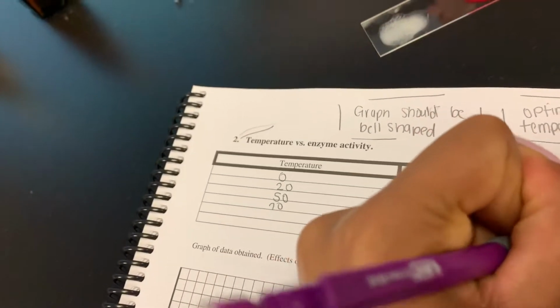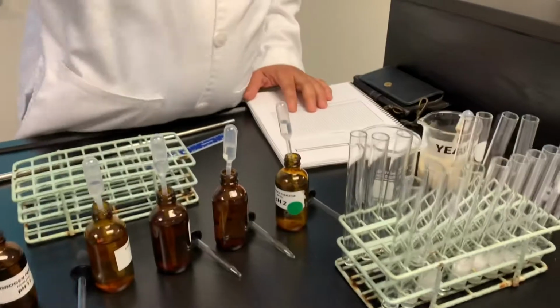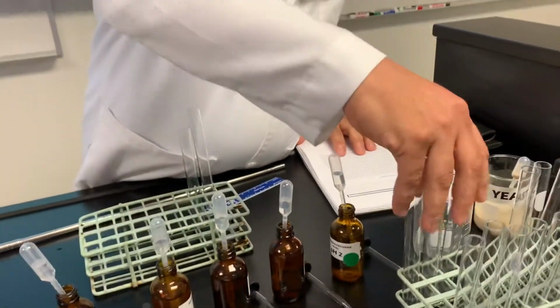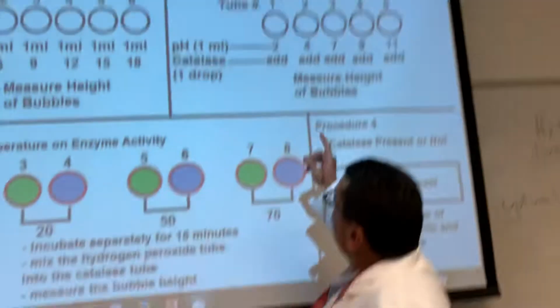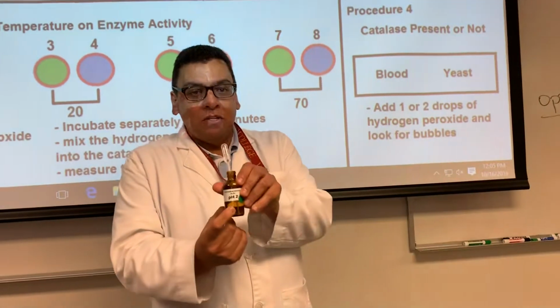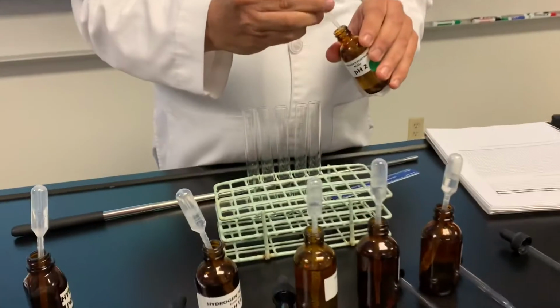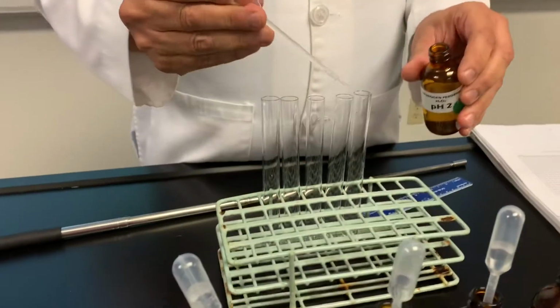Let's do the pH. The pH ones are over here. Write down the numbers: 2, 4, 7, 9, and 11. It's in the next table. And it asks me to do 1 ml of hydrogen peroxide in that pH. So this is what we're adding, the hydrogen peroxide in that pH. Okay, so 1 ml right here.